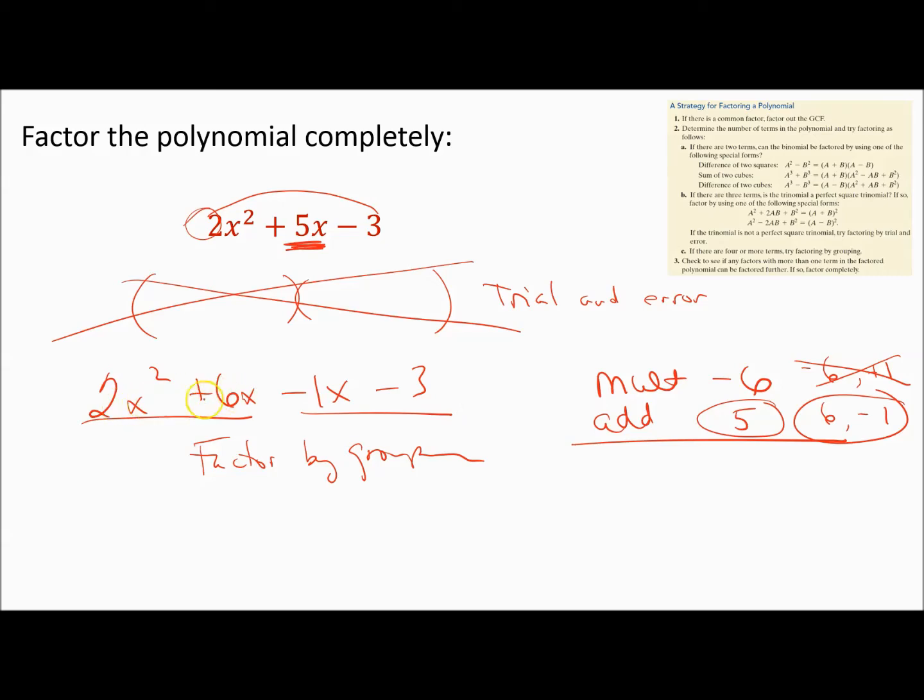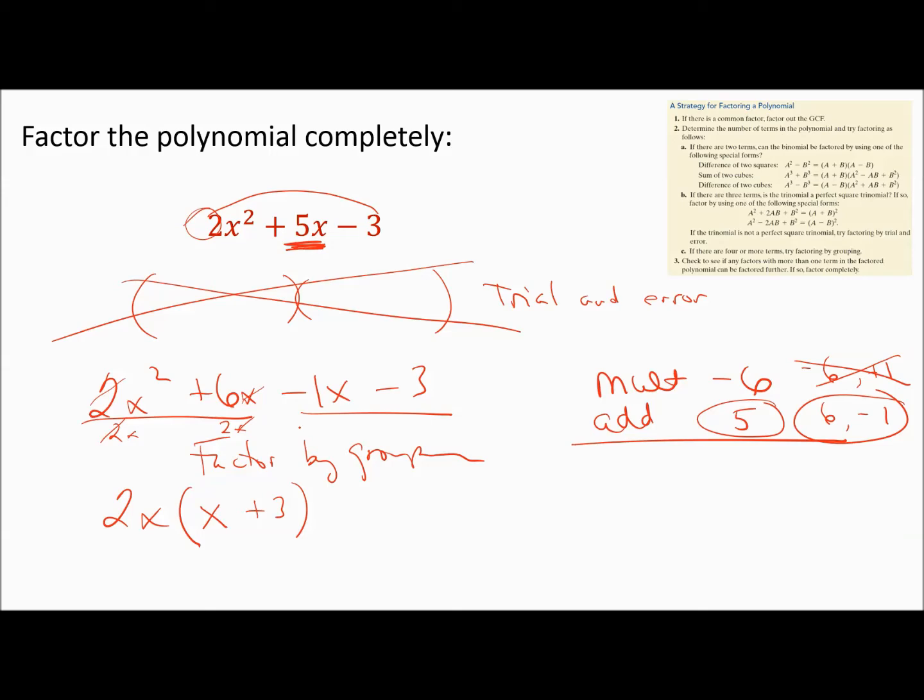So the first two terms, notice there's a 2 in common and an x in common. So I'm going to pull 2x. Now if I divide this by 2x, notice the 2's cancel. X squared over x is just x. And then this divided by 2x, the x's cancel. 2 goes into 6 3 times. If you distribute that back in, you would get 2x squared plus 6x, just like we expected.